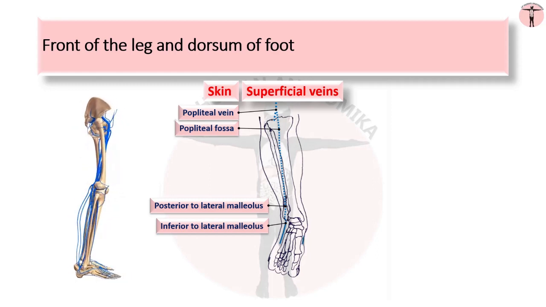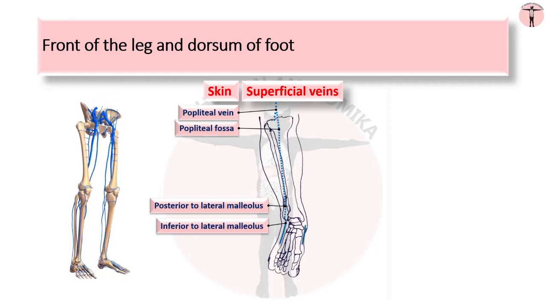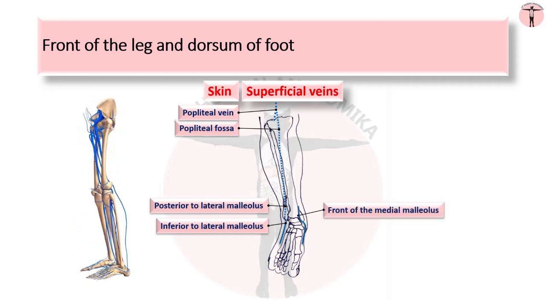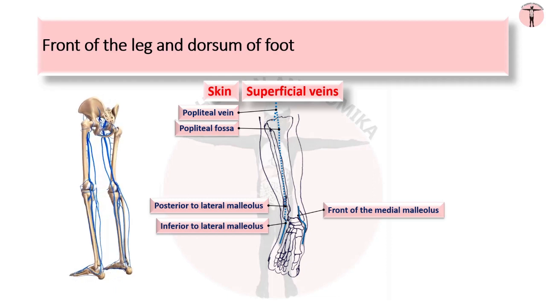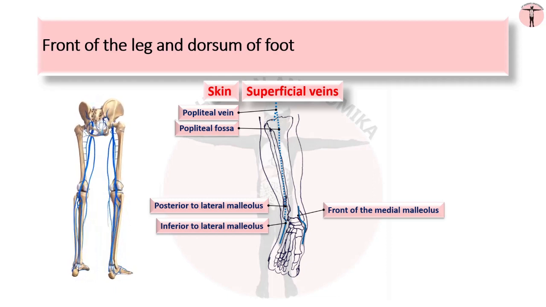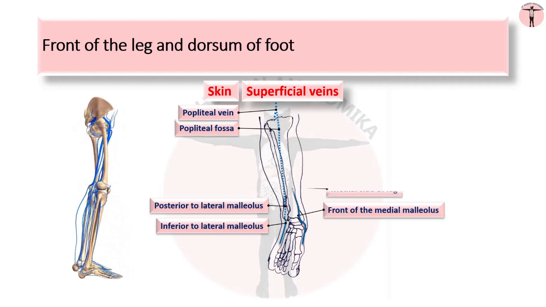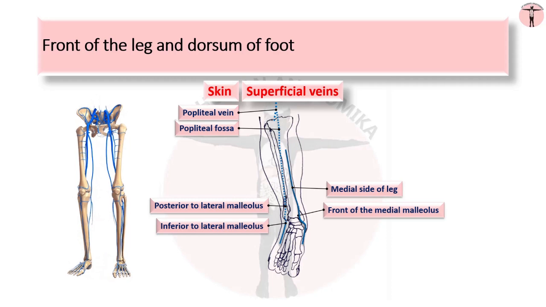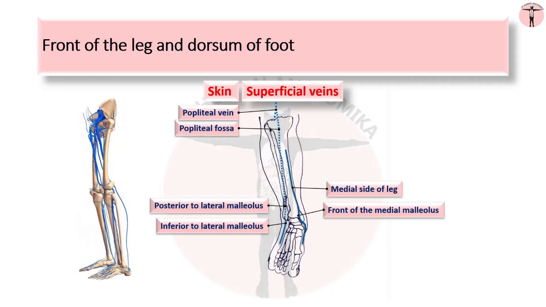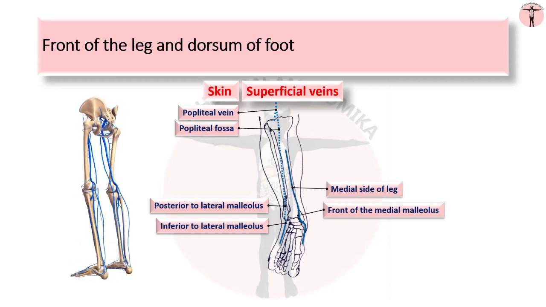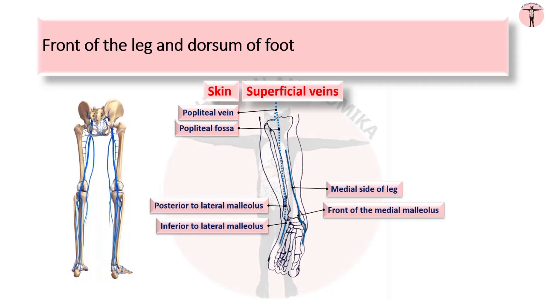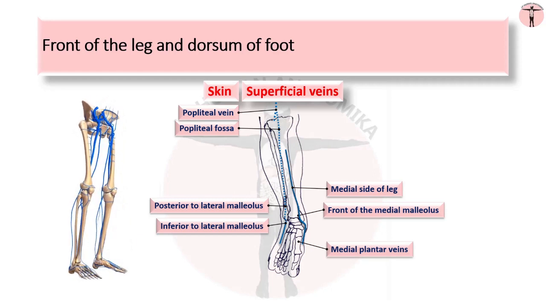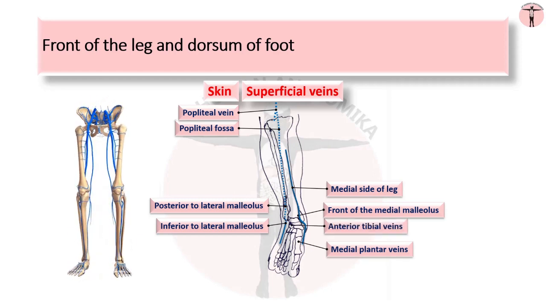The great saphenous vein passes posteriorly on the medial side of the foot. It is the longest superficial vein in the body. It ascends anterior to the medial malleolus, then obliquely across the distal third of the medial side of the leg. In its course, it communicates with the deep veins piercing through the deep fascia. On the medial side of foot, it communicates with medial plantar veins. Anterior to the ankle, it communicates with anterior tibial veins.